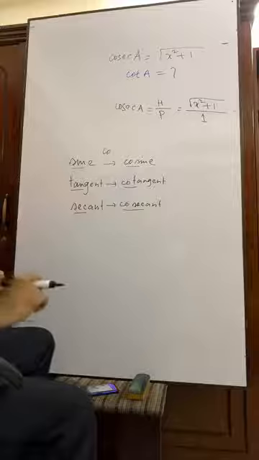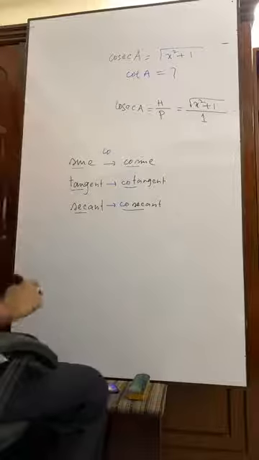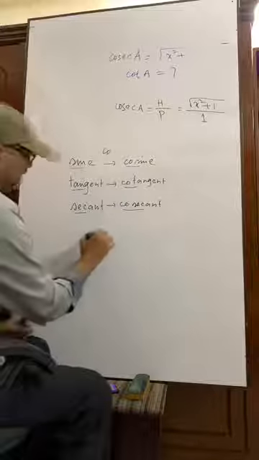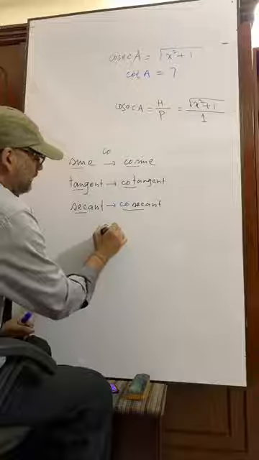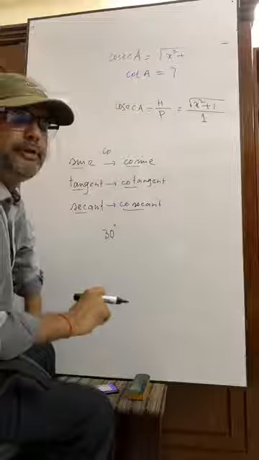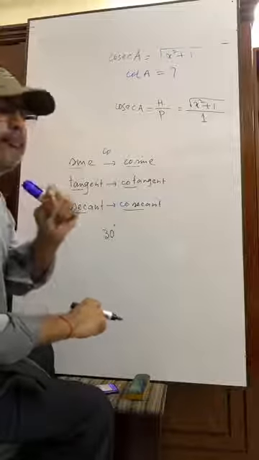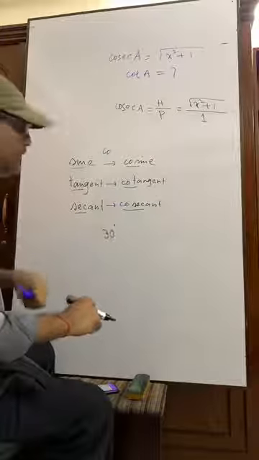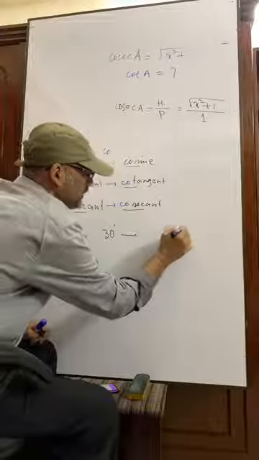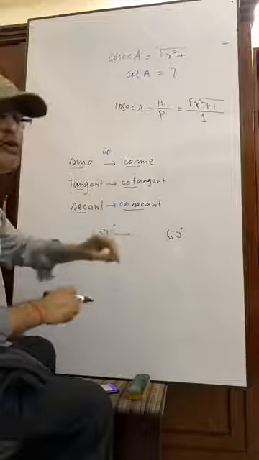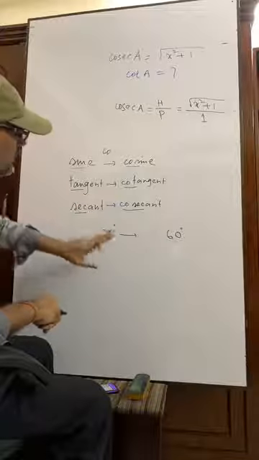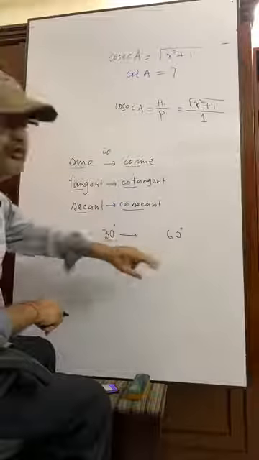Now, interesting fact is that suppose we know angles are complementary. 30 degree is an angle, and what is its complementary angle? Its complementary angle is 60 degree. We know if the sum of 2 angles is equal to 90 degree, then they are said to be complementary angles to each other. So the complementary angle of 30 degree is 60 degree.